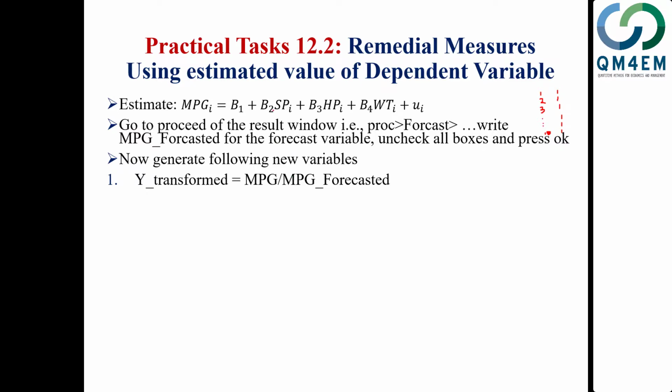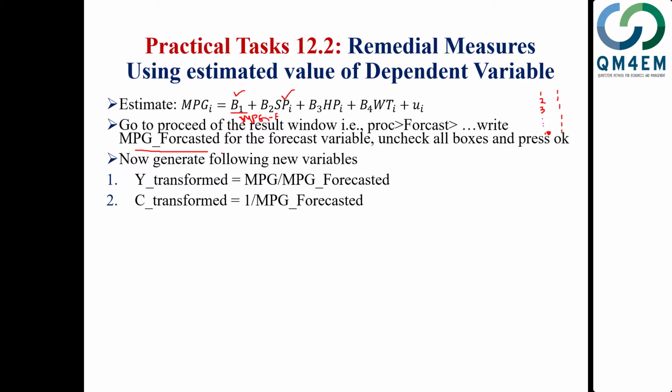So when I want to transform beta 1, all I have to do is generate beta 1 transform, or C transformed. I can call it C transformed, and I divide this beta 1 by the forecasted value, MPG forecast. So I divide it with this, and I get C transformed equal to 1 over MPG forecasted.